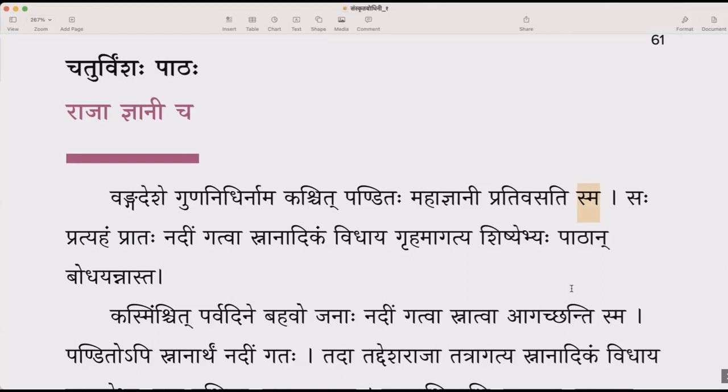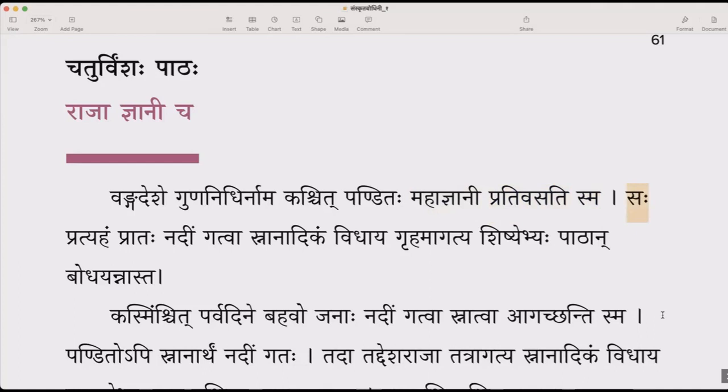But Prati does not have those meanings. Usually Vasati and Prativasati are the same. So Vangadeshe in Bengal, Gunanidhir Nama Kaschit Panditaha, a scholar by name Gunanidhi, Mahajnani, very intelligent person, lived there. When you include Sma with the Lat Lakara, it indicates past tense. Avasat, Pratyavasat iti. Oh, okay.